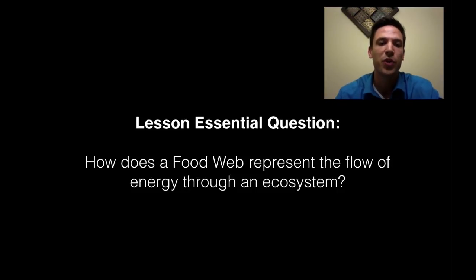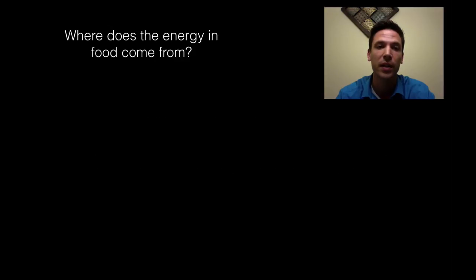So our lesson essential question here is, how does a food web represent the flow of energy through an ecosystem? By the end of this, you should be able to look at a diagram of a food web, really understand what's happening to energy as it moves from organism to organism, and how removing just one of these organisms or species might affect everyone else, because again, we are all connected.